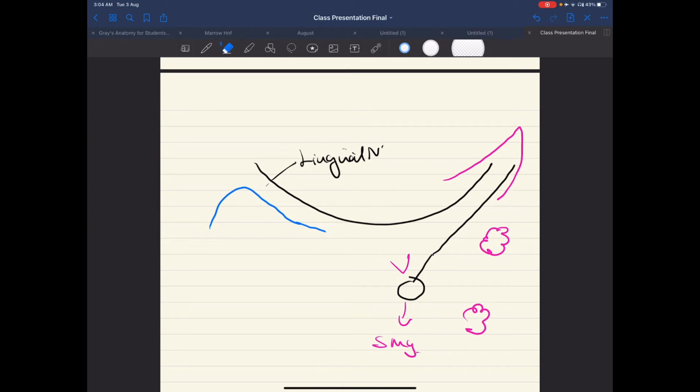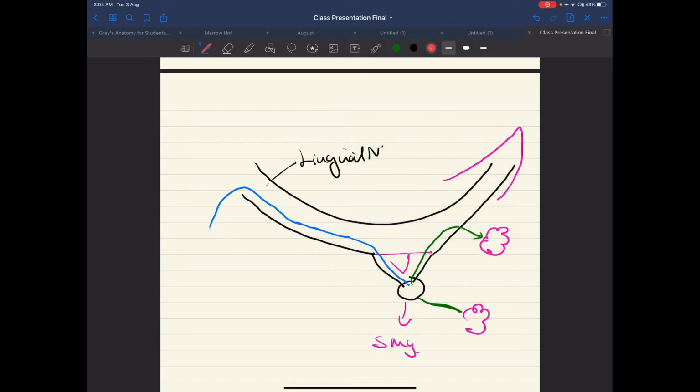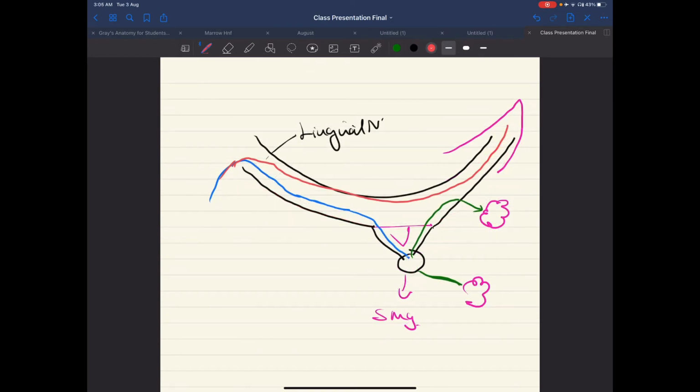This goes here. Relays in the ganglion. The ganglion will now give two fibers. One directly to the submandibular gland. One will hop on to the lingual nerve and then go to the sublingual gland. Plus, this will also carry sensations. Sensations of what? Sensations of taste from the anterior two-thirds of the tongue. It will go, and then release.